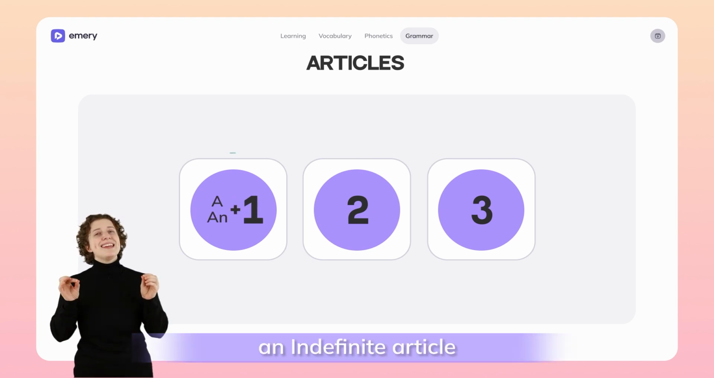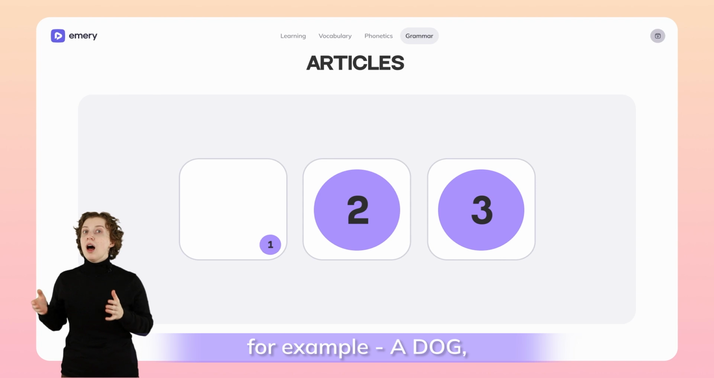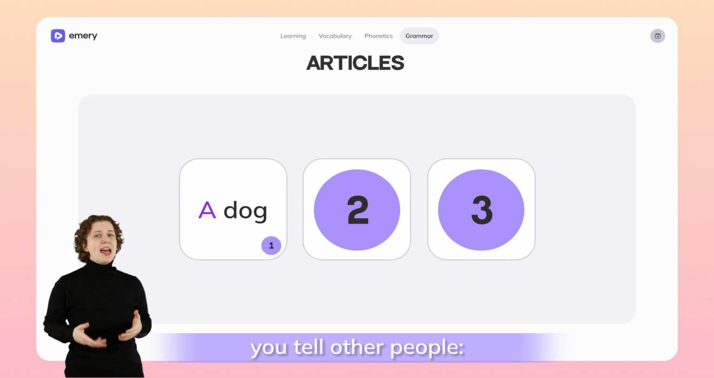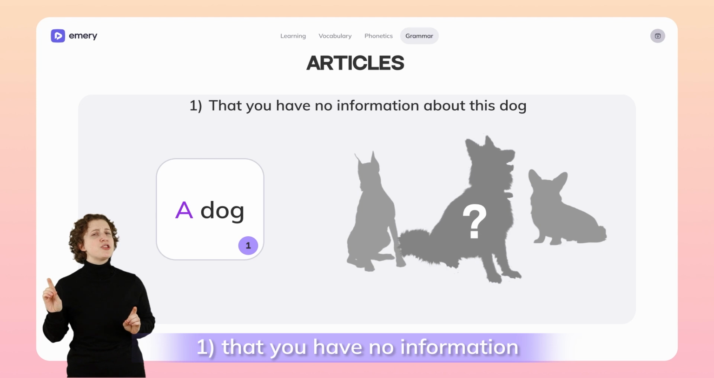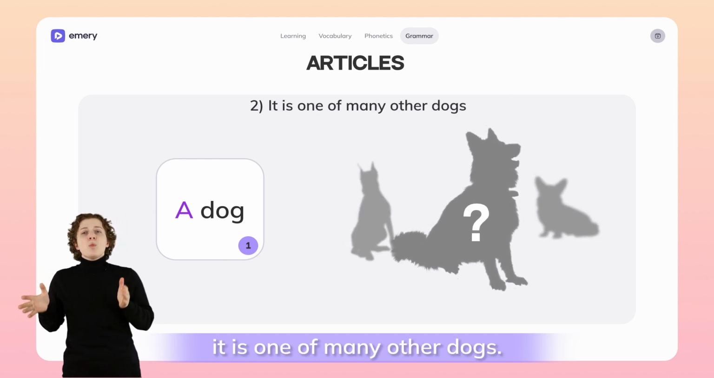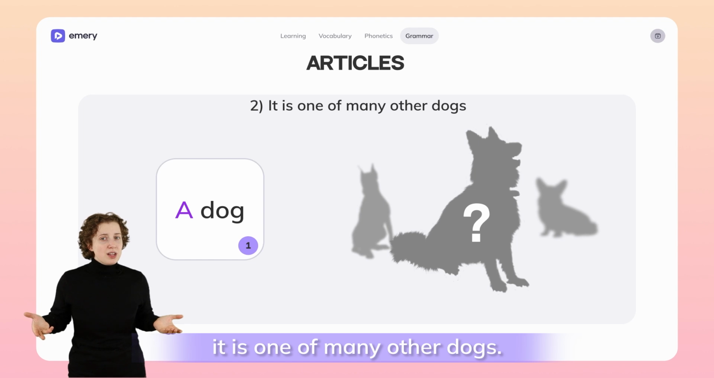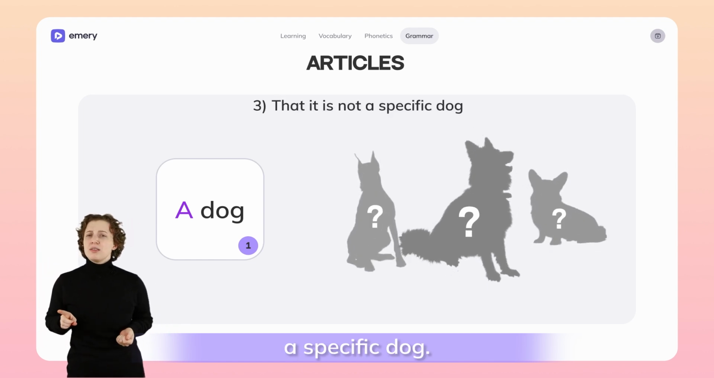When you use an indefinite article before a noun, for example, a dog, you tell other people, 1, that you have no information about this dog; 2, that it is one of many other dogs; and 3, that it is not a specific dog.